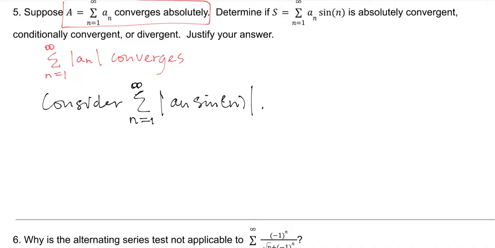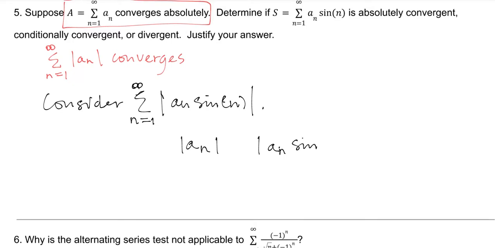So I'm going to do that direct comparison and say, okay, I've got the absolute value of a_n, and I've got the absolute value of a_n multiplied by sine of n. And I know sine of n is a number between -1 and 1. So the terms on the right have to be smaller than the terms on the left.